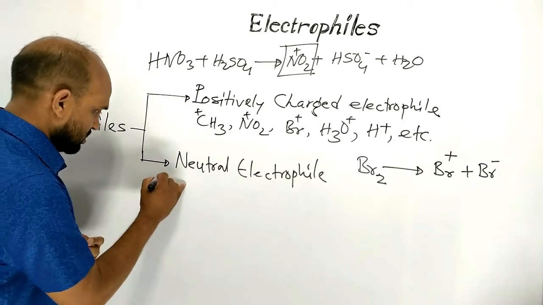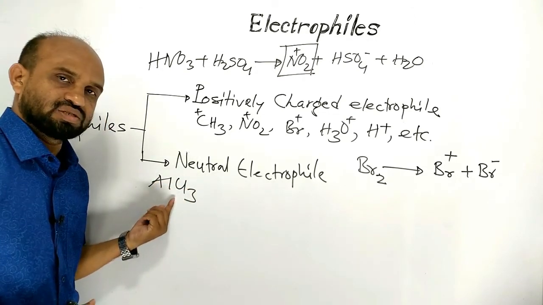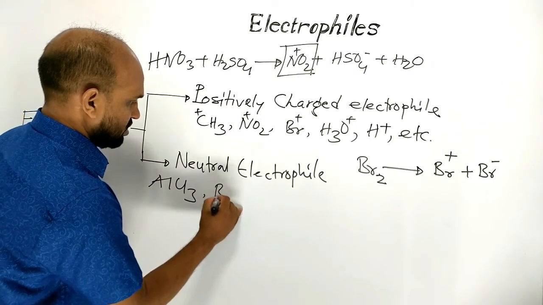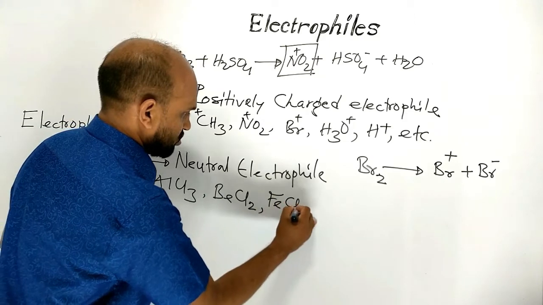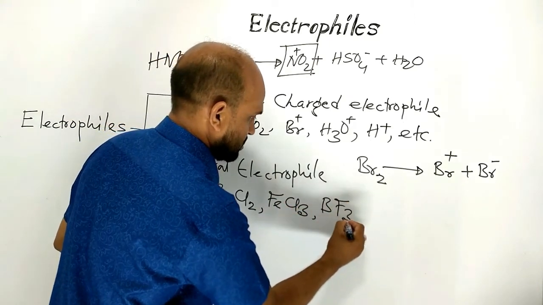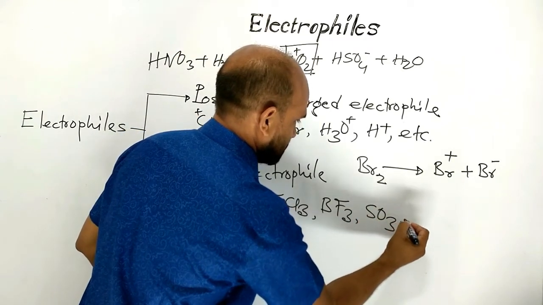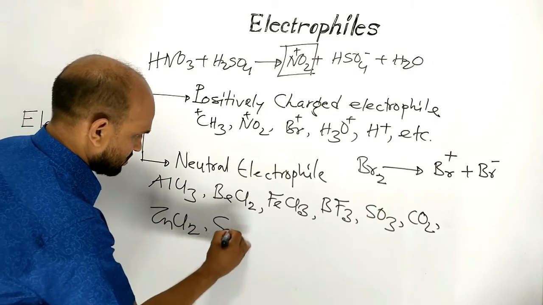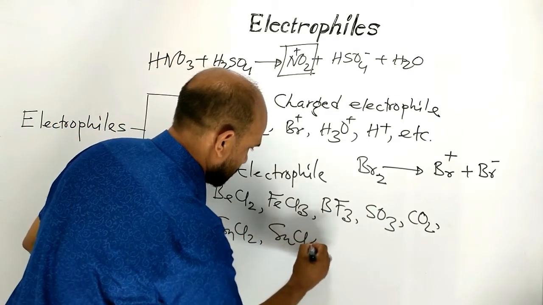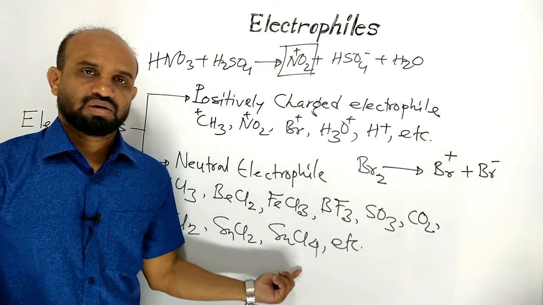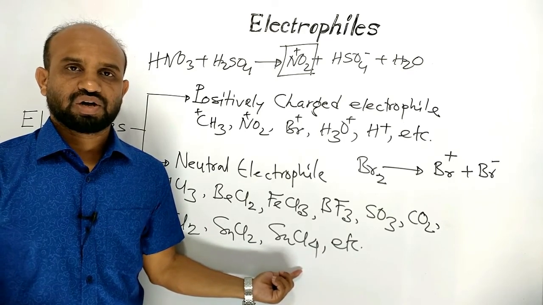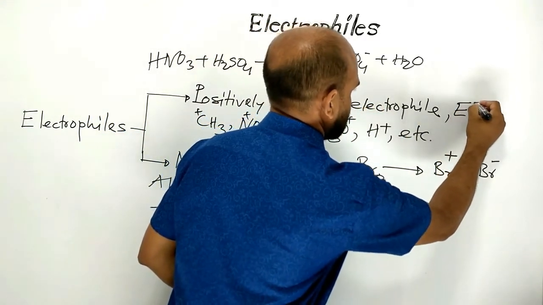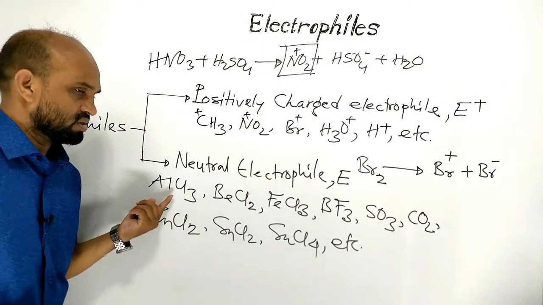Here, the first one is aluminum chloride, which is neutral but acts as an electrophile, a neutral electrophile. Then beryllium chloride, ferric chloride, boron trifluoride, sulfur trioxide, carbon dioxide, zinc chloride, stannous chloride, stannic chloride, etc. These are neutral electrophiles. Neutral electrophiles are denoted by E and positively charged electrophiles are denoted by E+.